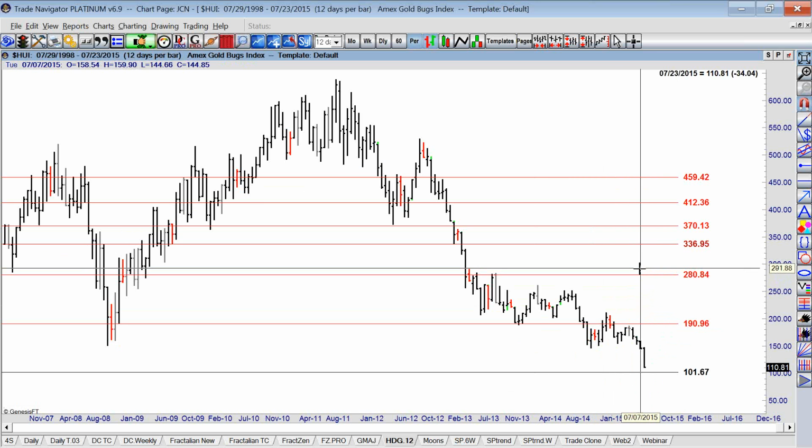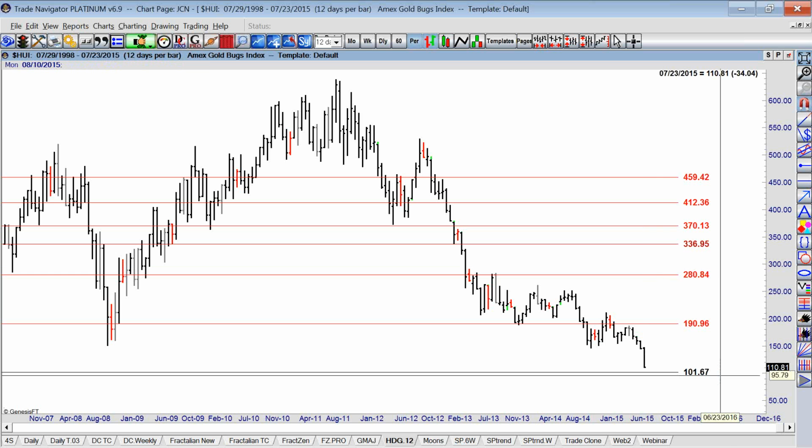So the next number on this chart on the Huey is 101. Do I think it's going to stop there? I don't know. That's very important support. It's black line support, but that's only because we don't have data going back terribly far. And as we move on now, I'm going to show you the S&P.